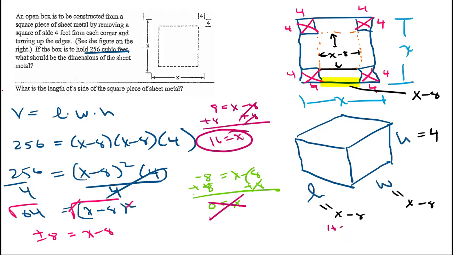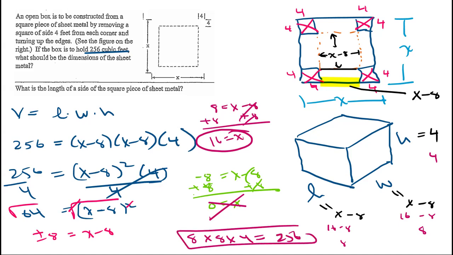So I do 16 minus 8, 16 minus 8. So this can be 8, 8, and 4. If I multiply all that out, 8 times 8 times 4, that should give me 256. So that's one way to check whether I got that right or not. But the question is asking, what's the length of the side of the square sheet of metal? Well, this is 16 and this is 16. So this is going to be 16 feet by 16 feet. That's the answer, because that's what it's asking.